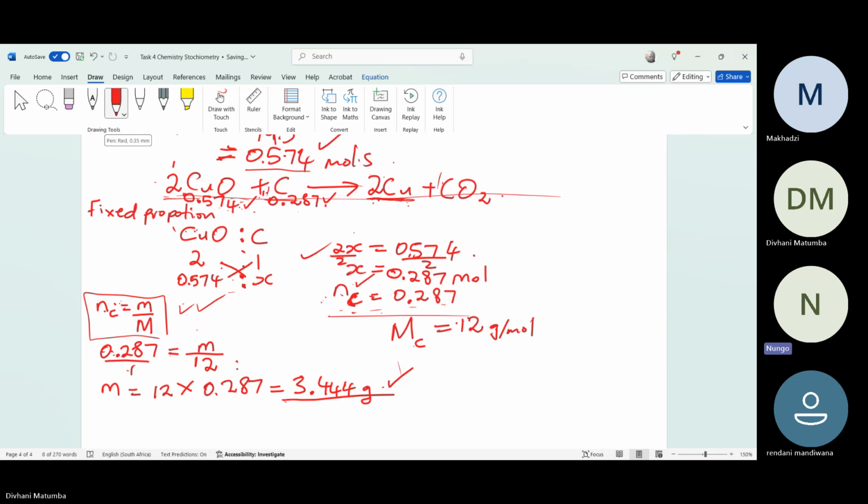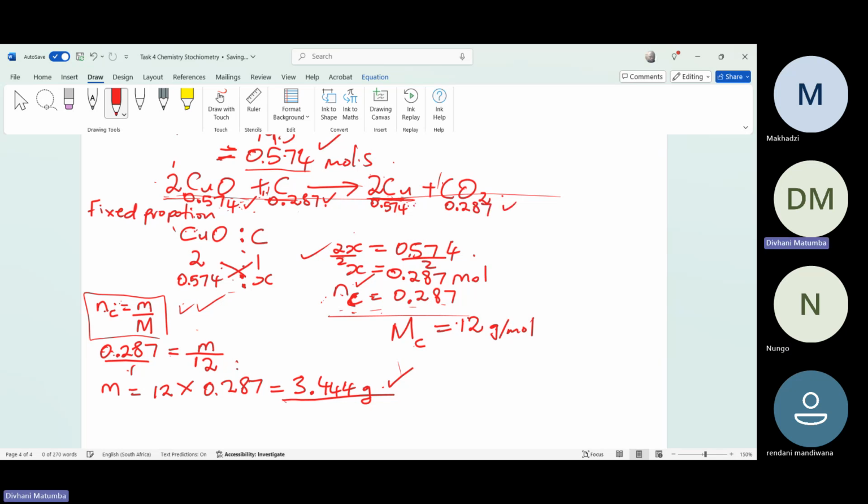If you are using the law of fixed proportion or the law of definite proportion, without using any calculator, how many moles are we going to produce for copper? For copper we will have 0.574 moles. And then for carbon? Then for carbon, we're going to have 0.287 moles.